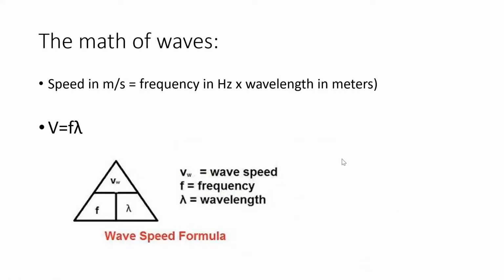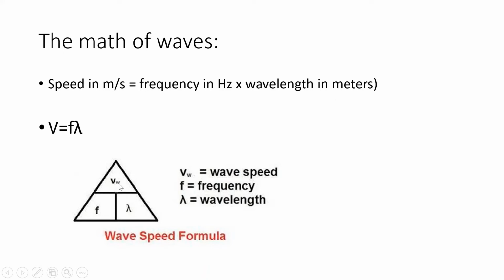All right, so now for the math. The speed of waves is calculated by multiplying its frequency times its wavelength. So speed in meters per second, frequency in wavelengths per second, and wavelength in meters. We have the triangle that you can use for a tool.